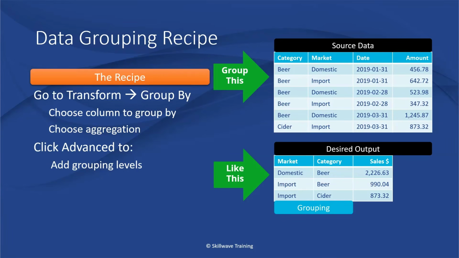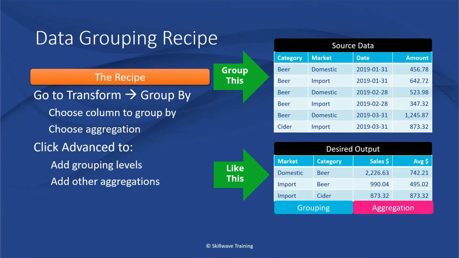In addition, we might be looking for other aggregations. Maybe we want to know what the average is. Well, we can add other aggregations right through that grouping dialog as well. Pretty slick. So you can group things up in just the way you want in order to get the information you're after.